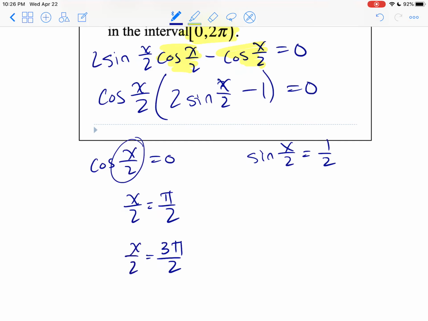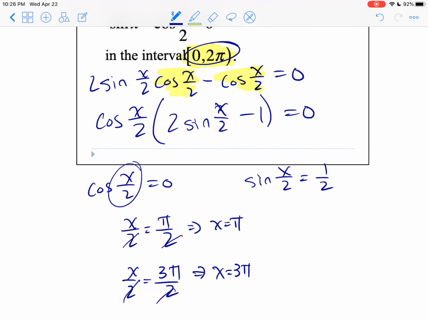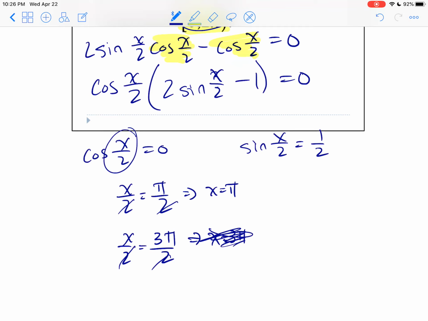And so when I set this equal and I solve for x, the 2's cancel. And so here I get that x equals pi. Here I get that x equals 3 pi. And 3 pi is not on the interval that I'm talking about, so this is not a solution. It's just this one. So now let's figure out where sine equals 1/2. Sine equals 1/2 at pi over 6 and 5 pi over 6.